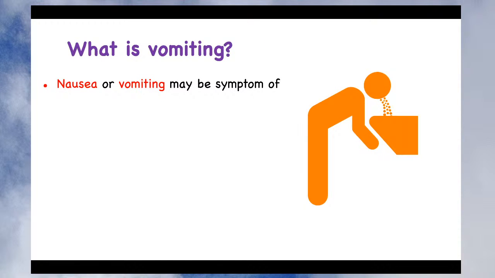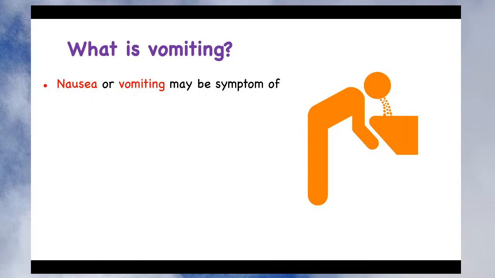So vomiting is basically expulsion of the content of the GI tract. When the GI tract content is expelled from the body, it is called vomiting. So it is the process of expulsion of content from the GI tract. Whereas nausea is the feeling of something like vomiting. It means the content is still not expelled, but you feel that soon you may vomit.